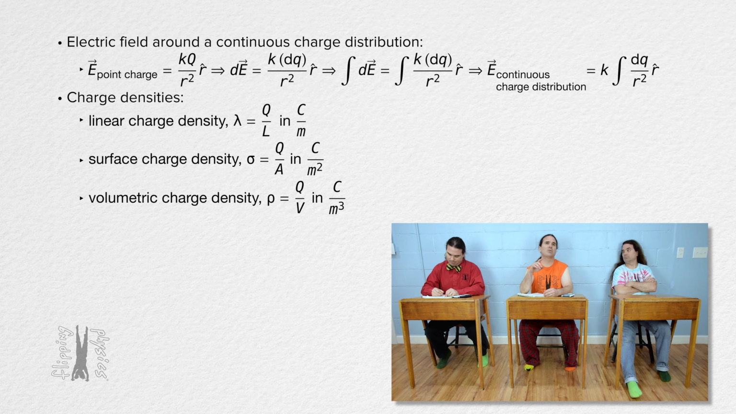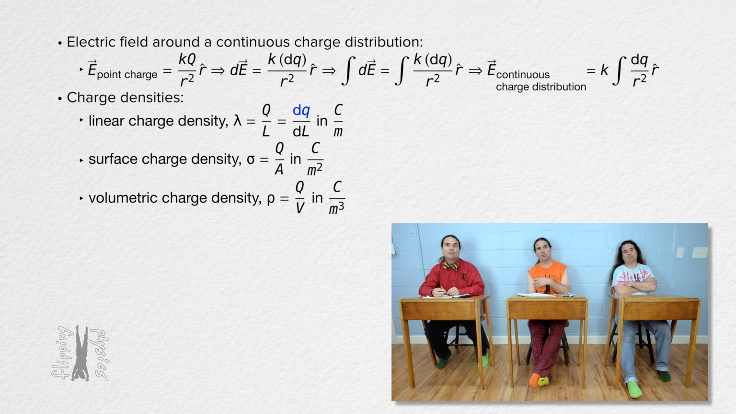Actually, those are only for uniform objects. If the objects are non-uniform, then we need to use infinitesimal versions of each of those variables. In other words, infinitesimal charge dq for charge q, dl for l, dA for a, and dV for v.